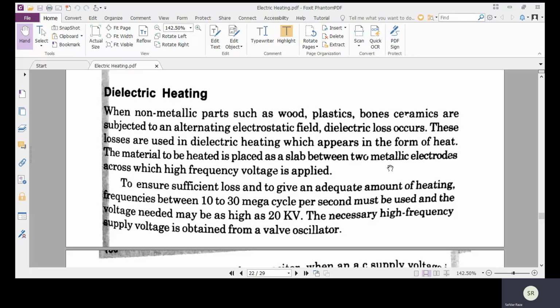We already know that in the configuration of a capacitor, we have two metal plates, one above, one below, between which there is some dielectric material. So the phenomenon behind dielectric heating is the same: there are two metallic electrodes, between which we place the material to be heated, and these metallic electrodes are supplied with a high frequency voltage.